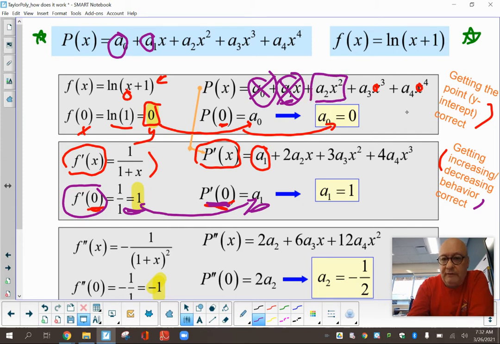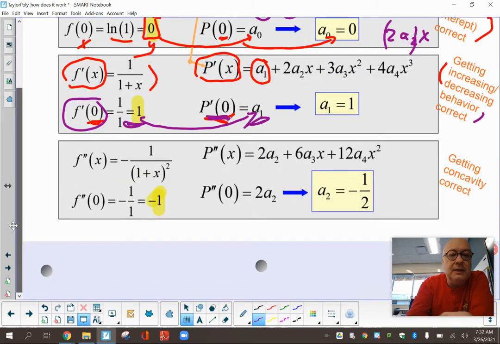Well, the first derivative is bring the 2 in front, so it's 2, whatever a sub 2 is, times x. And if I take the derivative of that, then the derivative of that is just what's in front. So it's 2a sub 2. So if I go down here, that's where this comes from. So here is your second derivative.